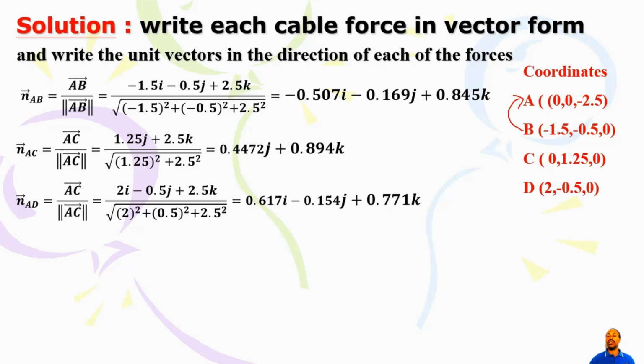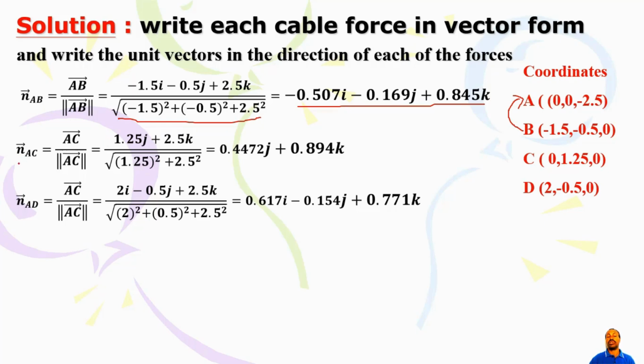Like the previous one, negative 1.5 minus 0 will be negative 1.5. Negative 0.5 minus 0, you have this one. Then 0 minus 2.5 will be 2.5. Then divide by its magnitude, then you get this result. This is the unit vector in the direction of the AB force.